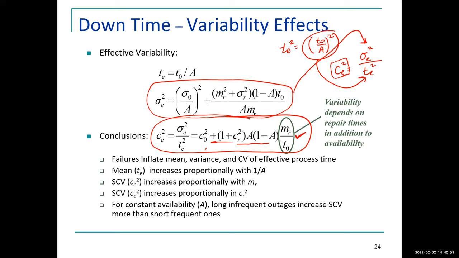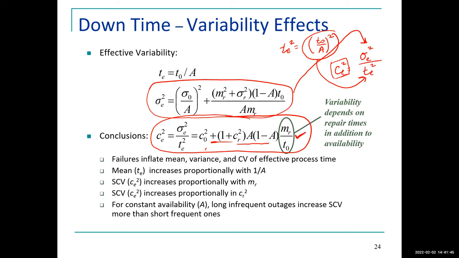So in conclusion, failures inflate the mean, variance, and coefficient of variation of effective process time. The mean time increases proportionally with 1/A. The squared coefficient of variation, CE squared, increases proportionally with the mean time to repair, which shows up here. It also increases proportionally to the coefficient of variation of the repair, which is here also. As you increase that number, this whole expression is going to increase. So for constant availability, long infrequent outages increase the squared coefficient of variation more than short frequent ones. And it's because of that.